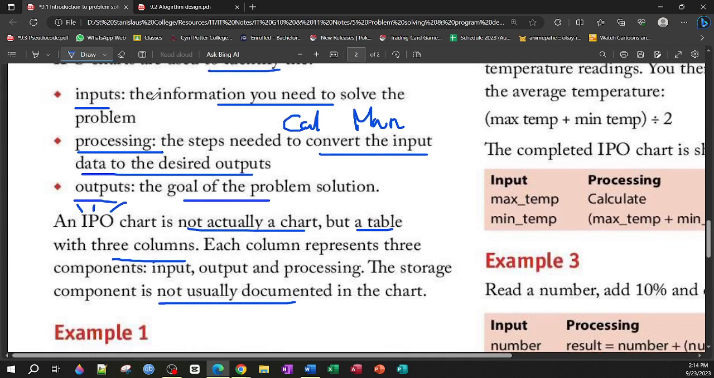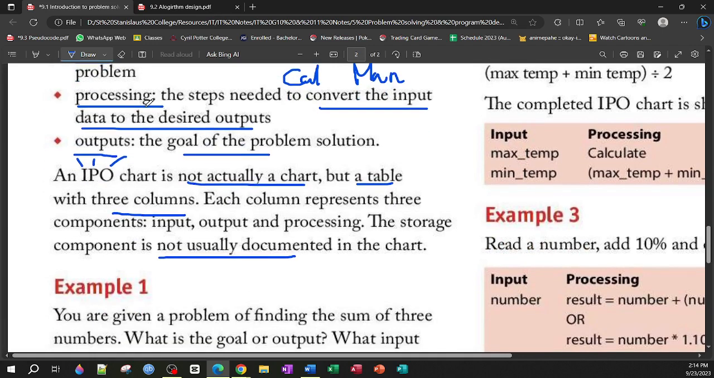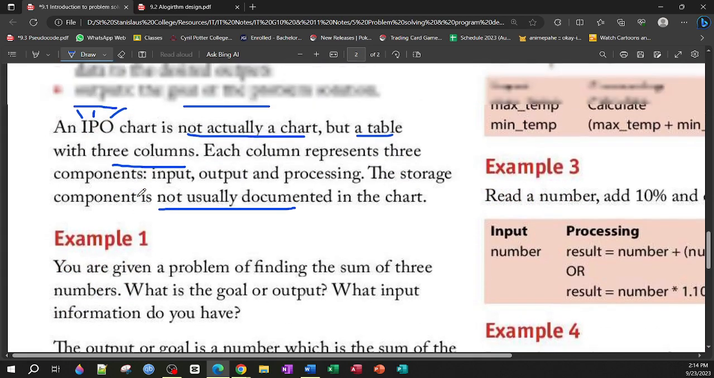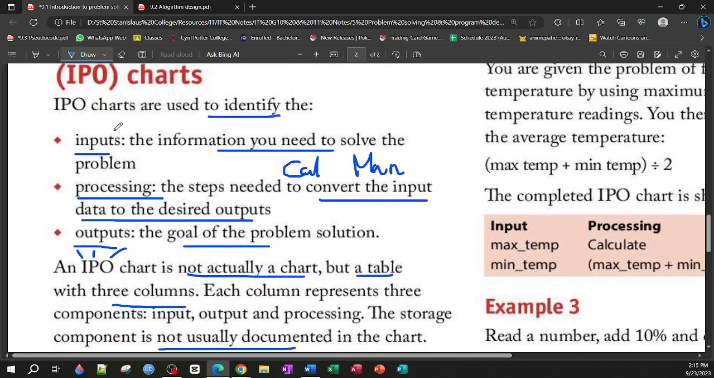It's the same cycle that we talked about last week, and we learned in third form, but just that the storage is not that necessary for us to document. We could document it, but it's not that necessary. So we only focus on what is the input, output, and processing. So once again, IPO chart is simply a table that we use to document all of the input, all of the processing, and all of the output.